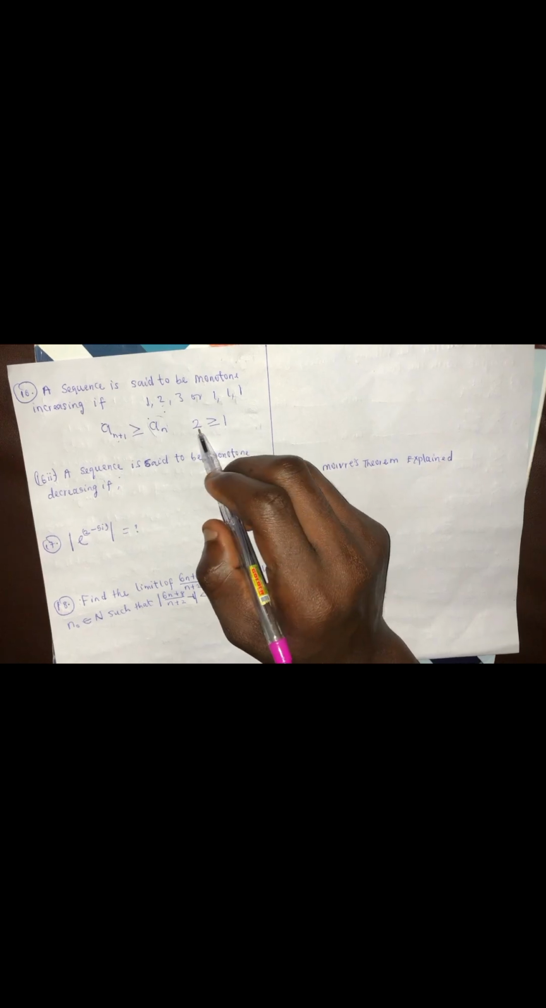The reason is because if you do not agree with the fact that 2 is equal to 1, at least you can agree with the fact that 2 is greater than 1. So this is what we mean by monotone increasing. Now for monotone decreasing, the same thing.